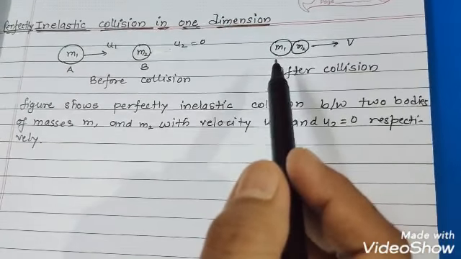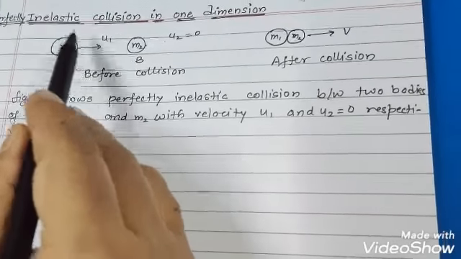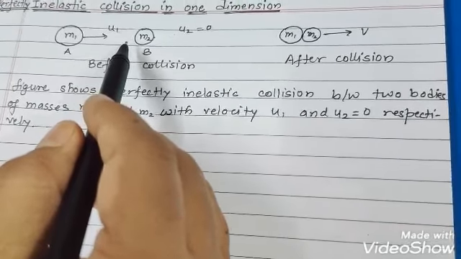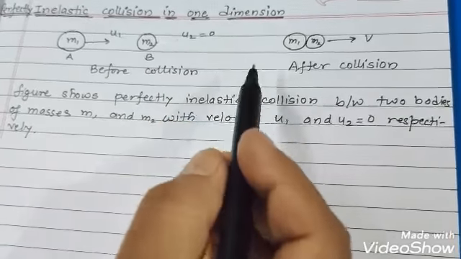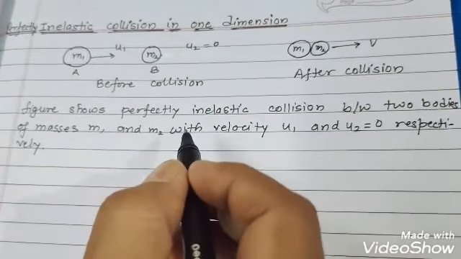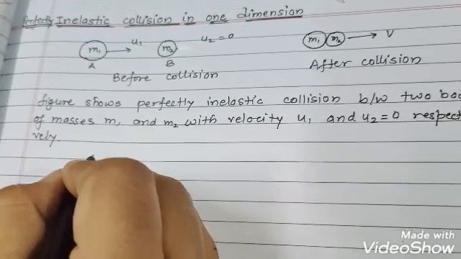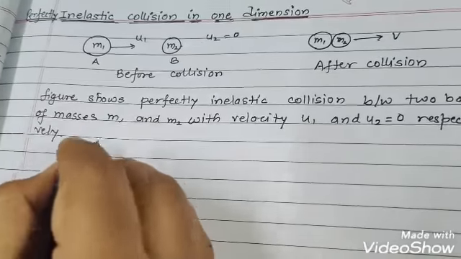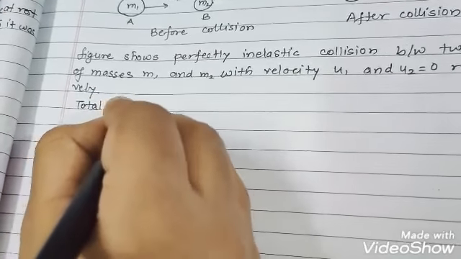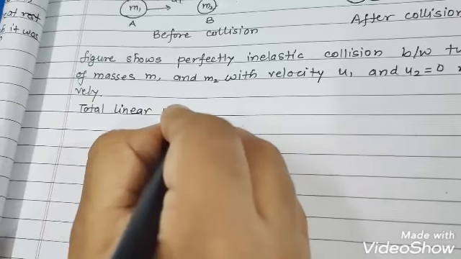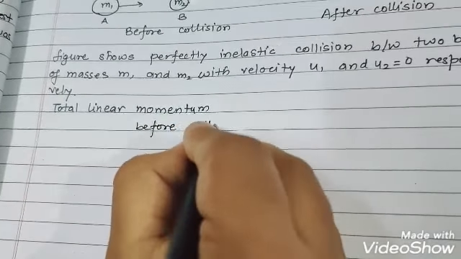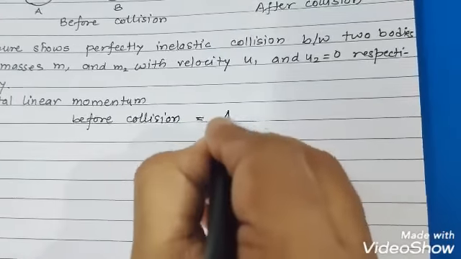Here we refer to the first body as the projectile and the second body as the target. So after the collision, the two bodies are moving together with the common velocity v. We are going to calculate this common velocity now by the formula. Just apply here that the total linear momentum before collision is equal to the total linear momentum after collision. So in perfectly inelastic collision also, we take the total linear momentum before collision equal to the total linear momentum after collision.